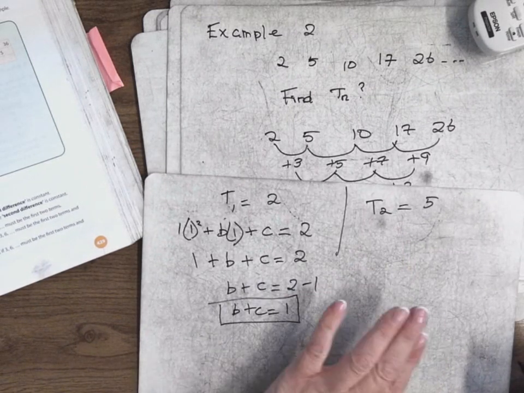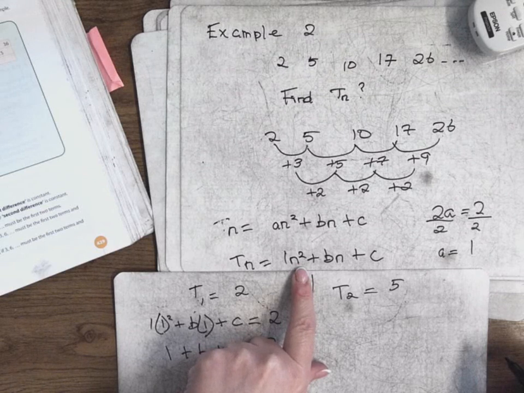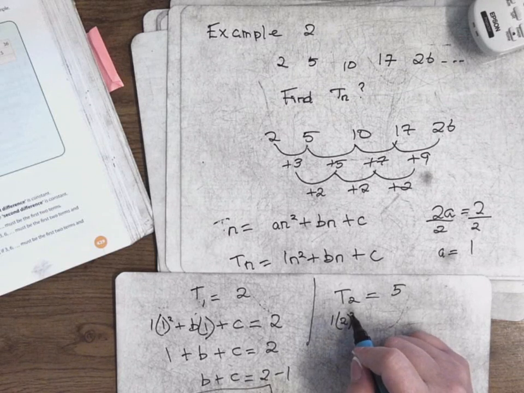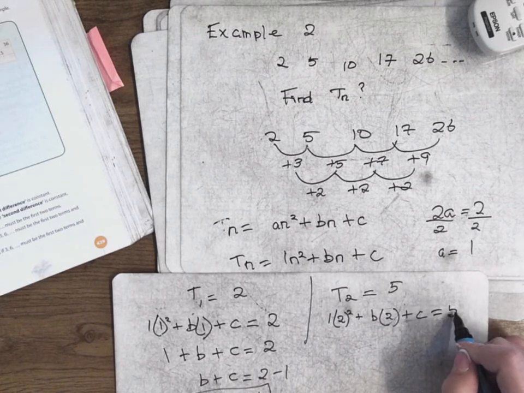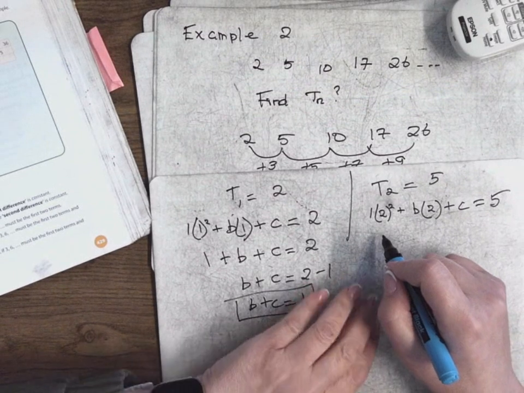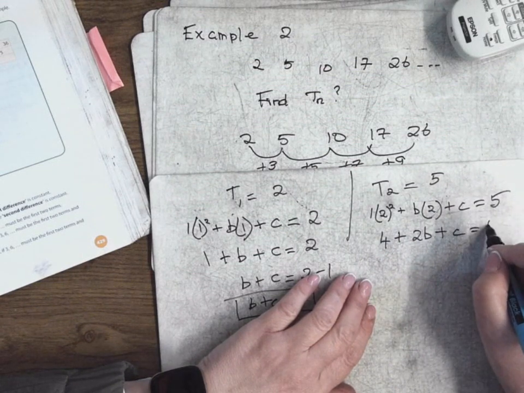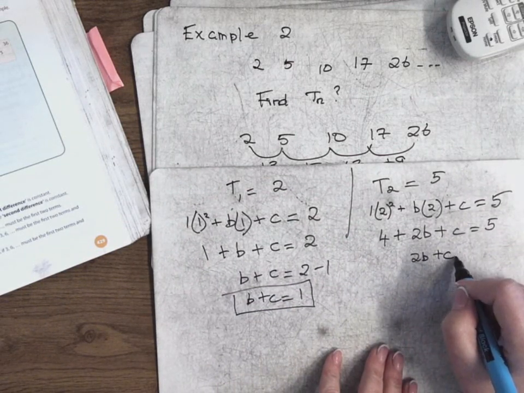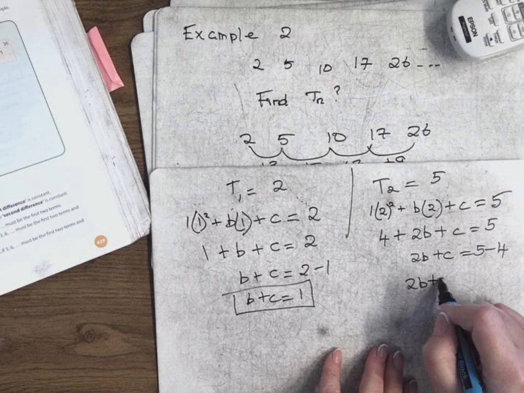Over here, term number 2 is 5. So that means everywhere I see an N, what will I put in? 2. And what will the answer be? 5. So everywhere I see an N there, I'm going to put in a 2 because it's term number 2. So it's 1 times 2 squared plus B times 2 plus C. And I know the answer is going to be 5. How do I know the answer is going to be 5? Because that was the second term. Right? Okay. 1 times 2 squared is 4. B by 2 is 2B, plus C equals 5. And then you bring your numbers together. So you have 2B plus C equals 5. Take away 4. So we have 2B plus C equals 1.